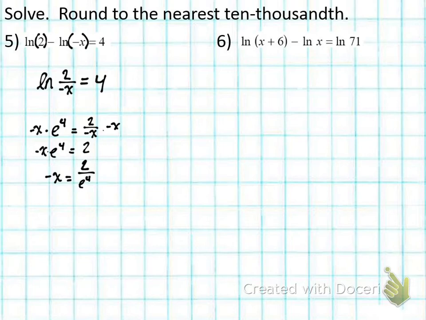So once you see you could skip steps, you could do that. Okay, and we don't like a negative x, so we have to multiply everything or divide everything by a negative sign. So we have x is equal to negative 2 over e to the 4th. Okay? So now I'm going to go put this into my calculator.